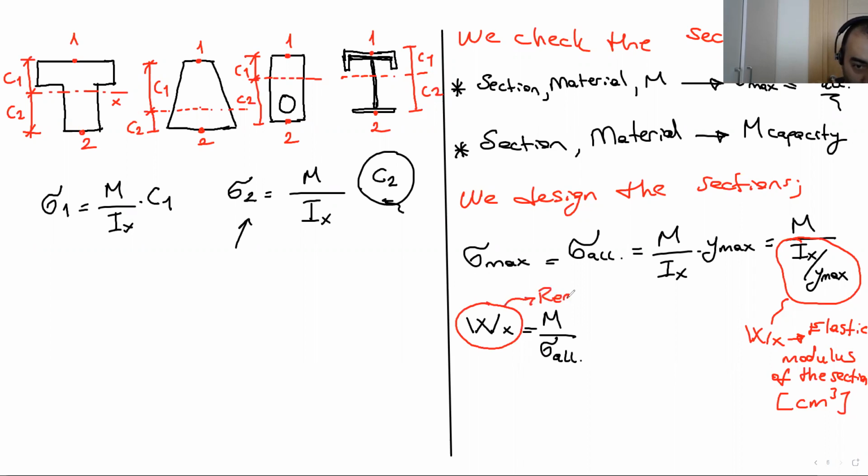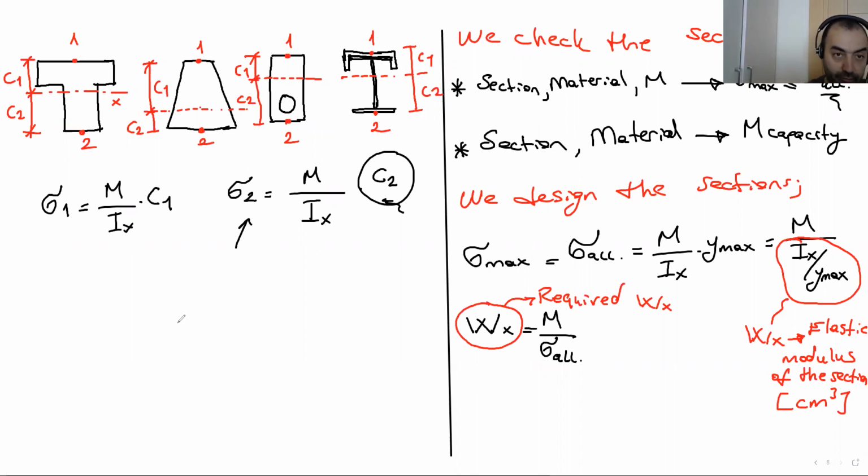This is the required Wx for this load value. So if we know the elastic modulus like this, we can select a section which has this elastic modulus or which has a higher elastic modulus than this one.